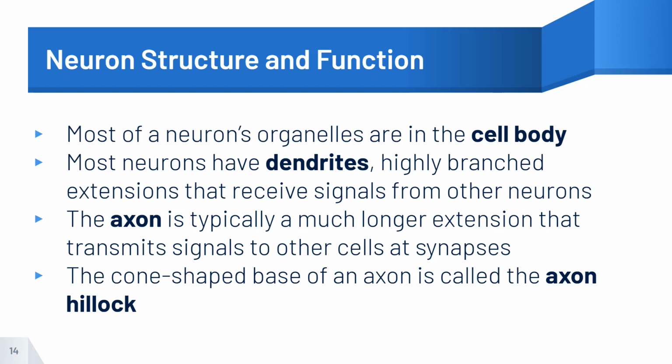So your highly branched extensions, and that's where you're going to be receiving the signal. So the dendrites and the cell body are receiving the signal, and then the axon is going to be transmitting the signal. That's usually a lot longer, a little tentacle-looking structure. So a long tentacle coming out of the cell body, and that's going to transmit it to other cells. Where the axon is attached to the cell body is called the axon hillock.